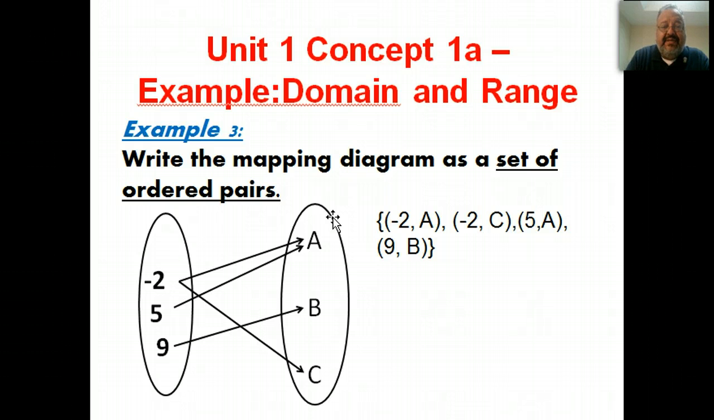Is this a function? Well, no, it's not a function. Because right here, it's like negative 2 is going to two different cities for vacation. He cannot go to A and he cannot go to C at the same time. So because of that, it is not a function.